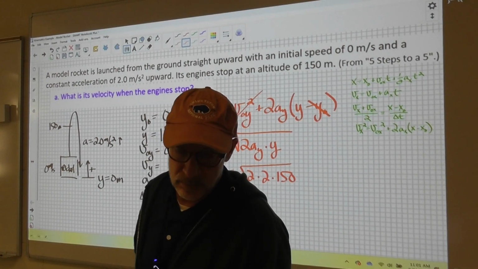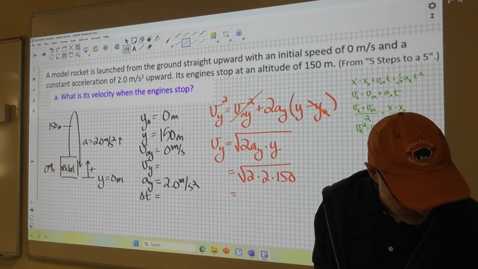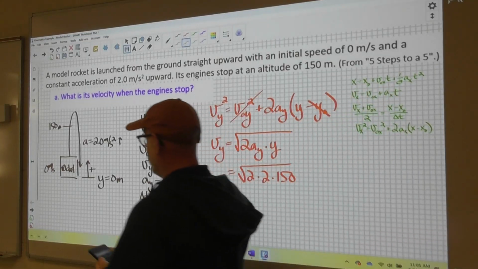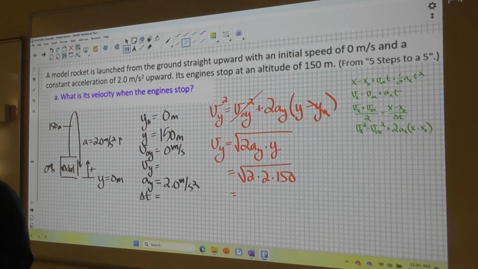I don't know what it is. So let's use a calculator to figure it out. I want to do it in my head. 900 would be 30. So it's going to be like 26-ish. No, it's going to be like 19.